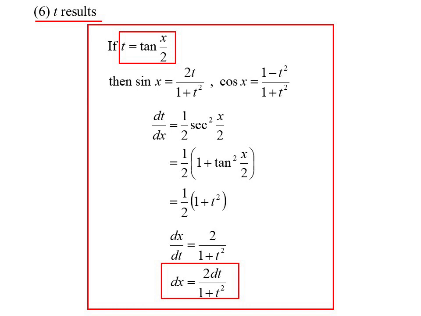The beauty is the denominator of all three of these t results is the same. They're all 1 plus t squared. It allows me to turn a trig integral into a polynomial. I can get rid of the trig. It'll only work, of course, when I have sine and cos. They're the t results I'm going to use.